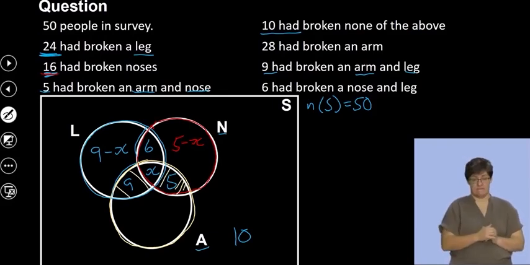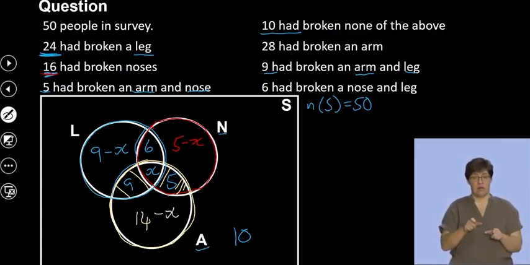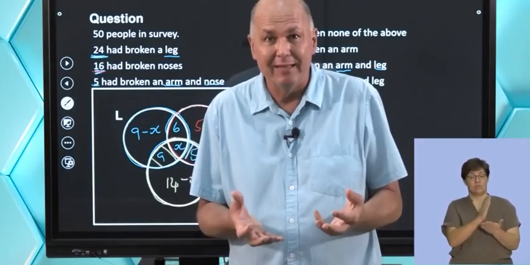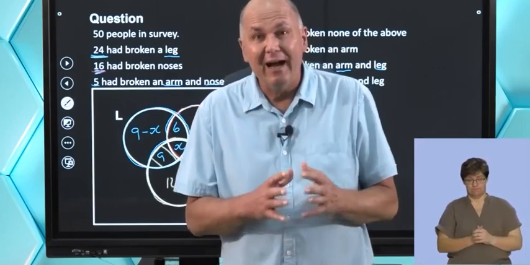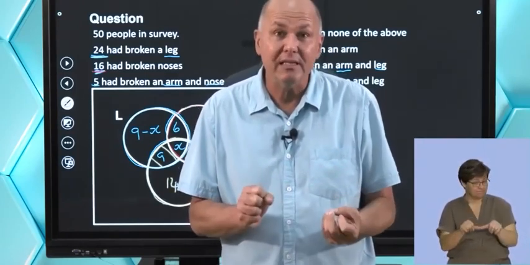So what's remaining of those people that only broke their arm must be 28 minus 14, which is 14 minus X, because the minus X is the people that broke an arm, a nose, and a leg. So we've got to make sure that we've set it up like this. Okay, can you see how we're going to be making progress? What do you think the next step is?